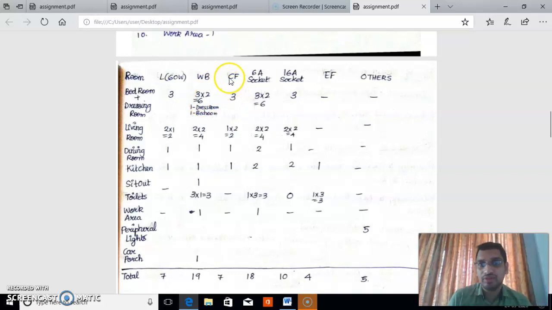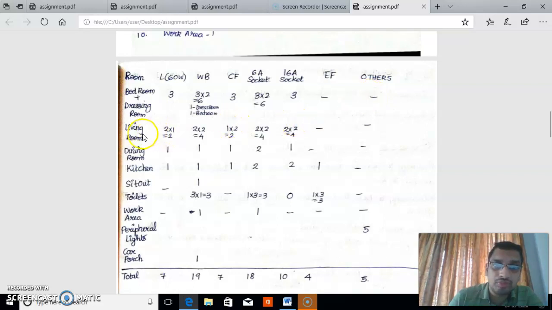Then CF, ceiling fan. Ceiling fan, 1 number is required. So we have 3 rooms, so 3 into 1, 3. Then 6 ampere socket. So 2 number is required in each bedroom. So 3 into 2, 6. 16 ampere socket, 1 number. So 1 into 3, 3. Then exhaust fan 0 and other 0.